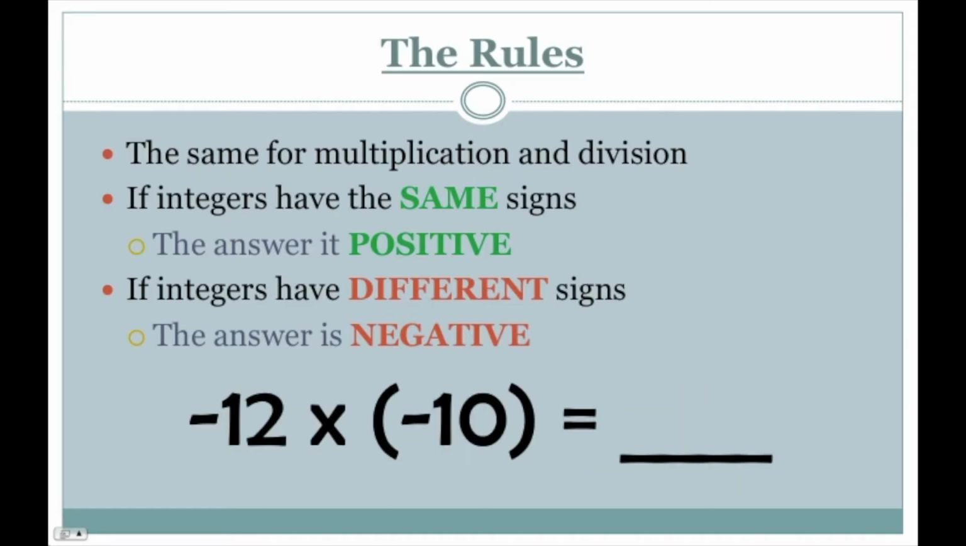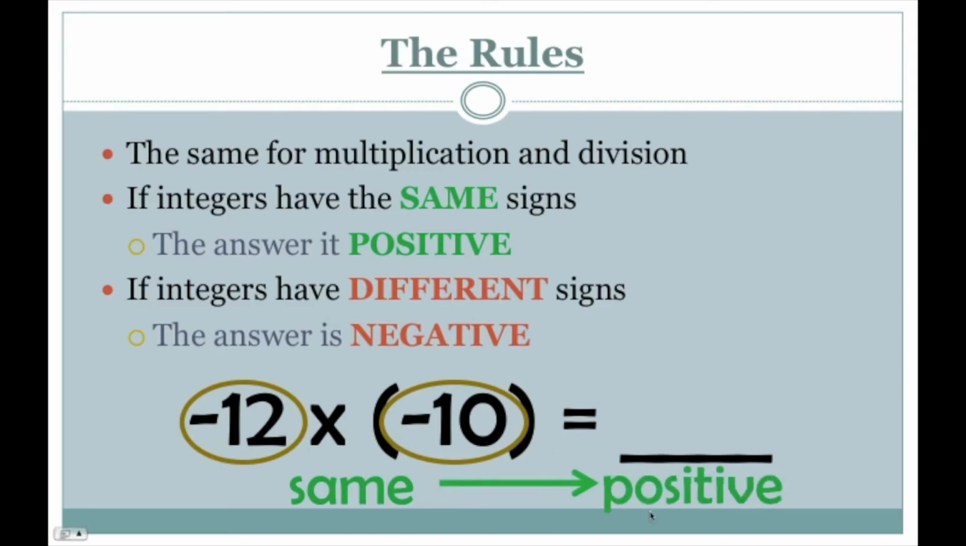How about here? We have negative 12 times negative 10. Well, look at the numbers we're multiplying. Negative 12 is negative. This number here, negative 10, is negative. So our signs are the same. And because our signs are the same, our answer will be positive. So what's 12 times 10? Well, that's going to be 120. And because both of the signs are the same, our answer is going to be positive 120.